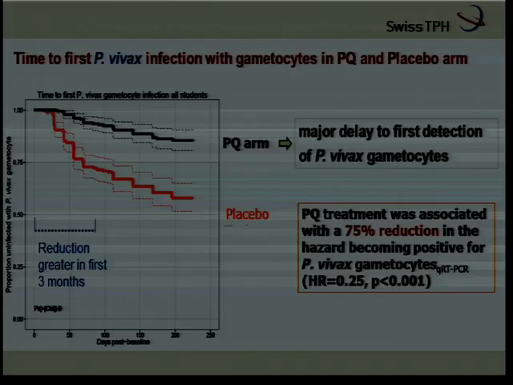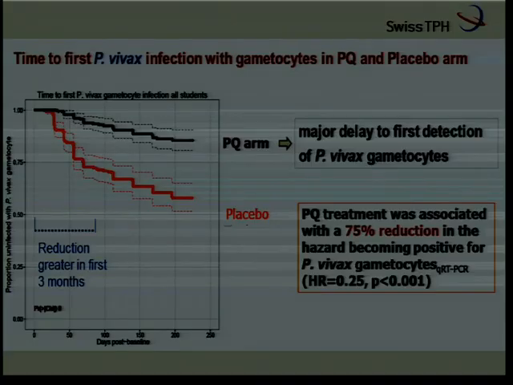Here we see the effect of primaquine on Plasmodium vivax gametocytes. This is the time to first Plasmodium vivax gametocyte infection in the 2 arms. The black is the primaquine arm and the placebo arm is in red. There is a major difference.